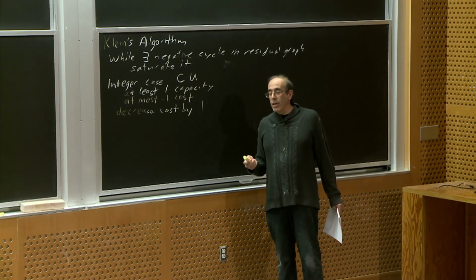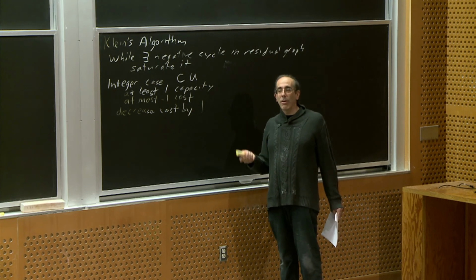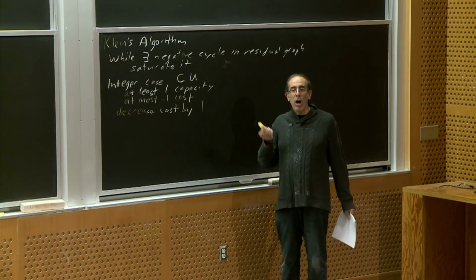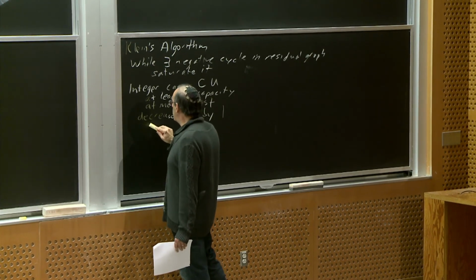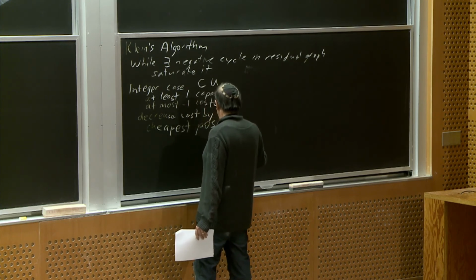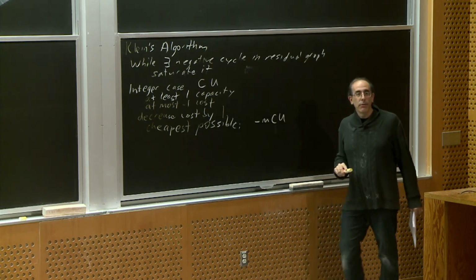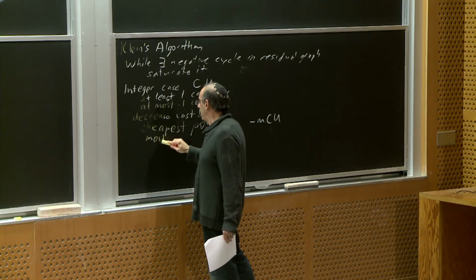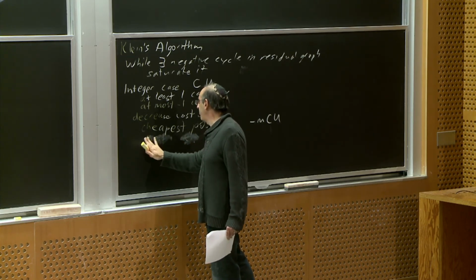Well, in the very best case, if you're trying to get as cheap as possible, every single edge will have cost minus C and have capacity U, and you'll be able to saturate all of the edges in order to get all of that cost in your min-cost circulation. So the cheapest possible circulation is minus MCU. And the most expensive possible, by the same reasoning, actually you're going to start with a 0 circulation, so let's just leave it at that.